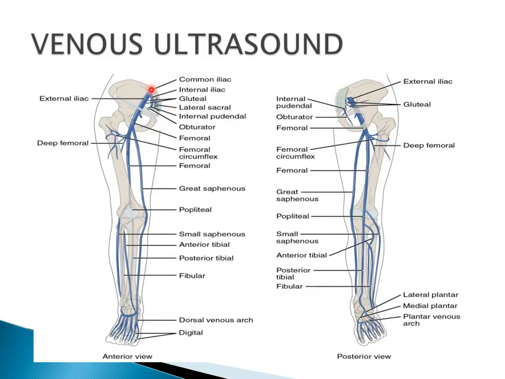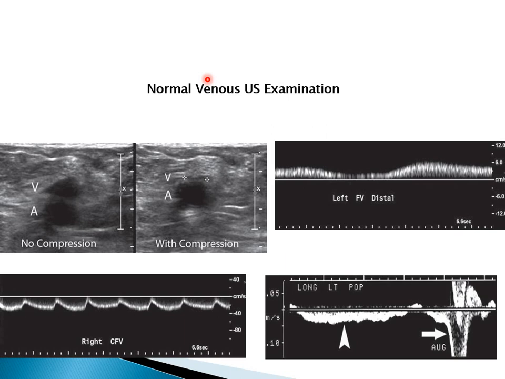We have the venous ultrasound also. Normal venous ultrasound examination. The most important thing is compression. This is the vein, this is the artery. We compress and the vein is completely compressed and sonolucent thin wall. This is normal. This is normal with cardiac, with respiratory phasicity. We have monophasic. This is during cardiac cycle. And here we do augmentation by compressing the lower limb. You will have a peak. This is indicating that the proximal and distal the venous flow is competent.